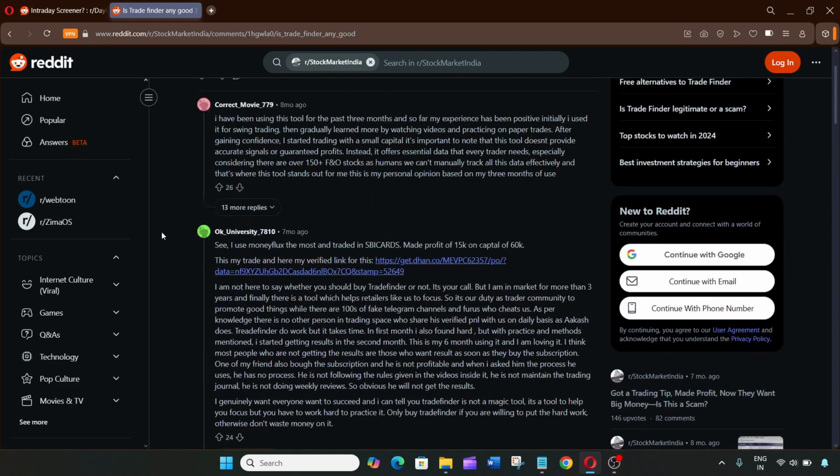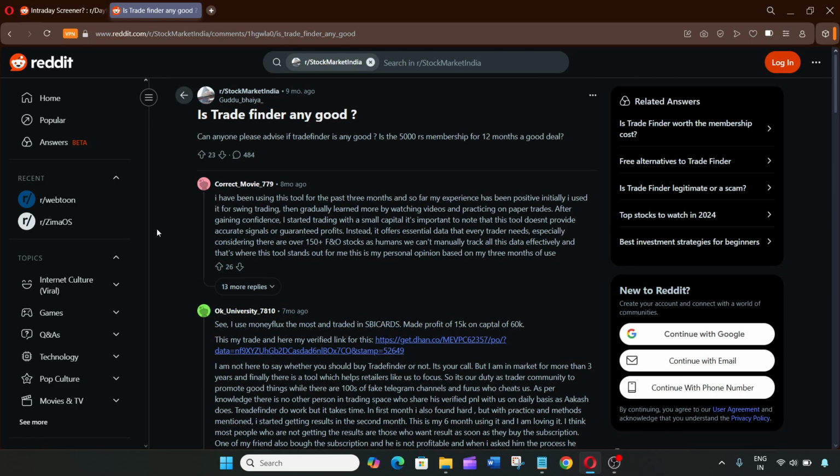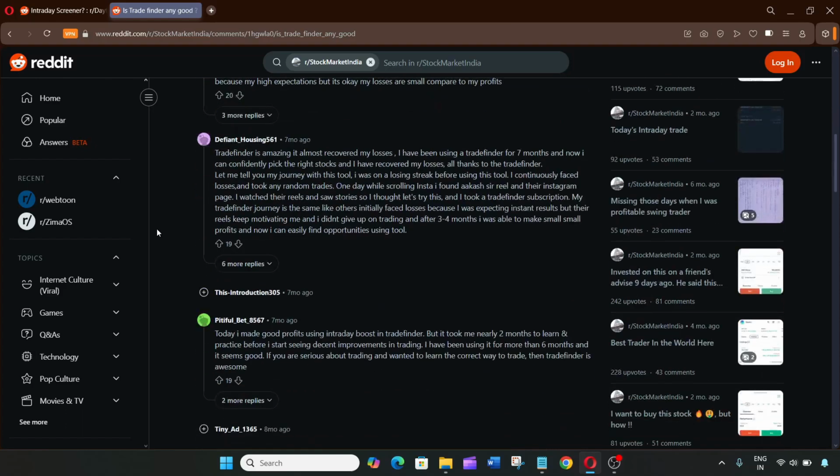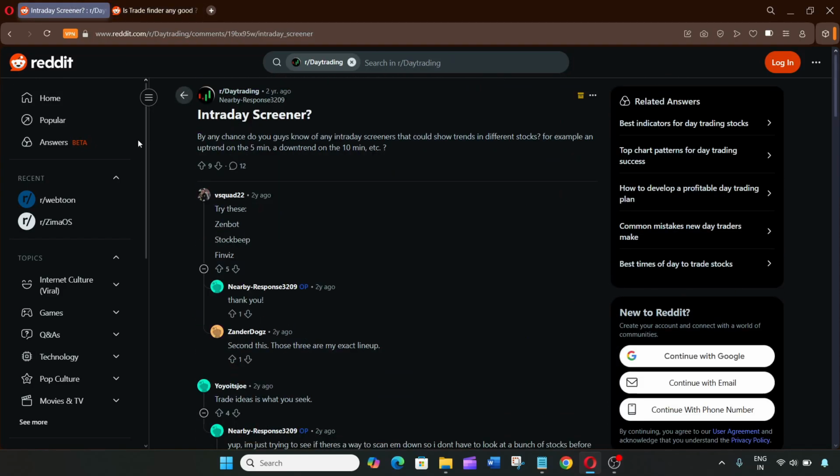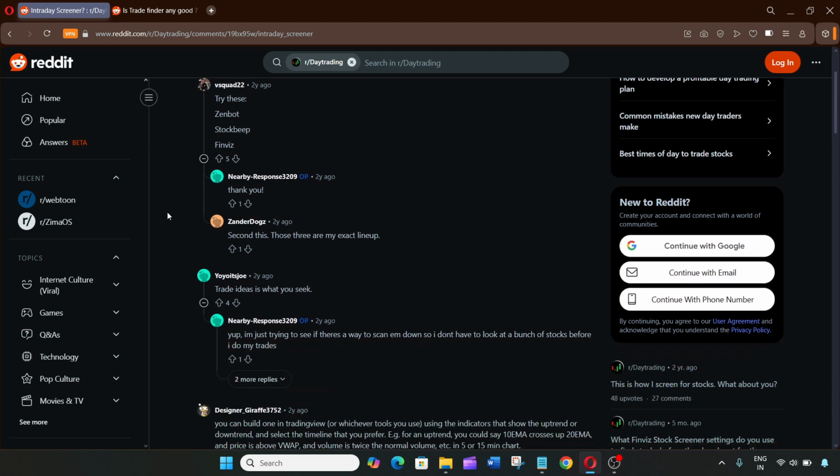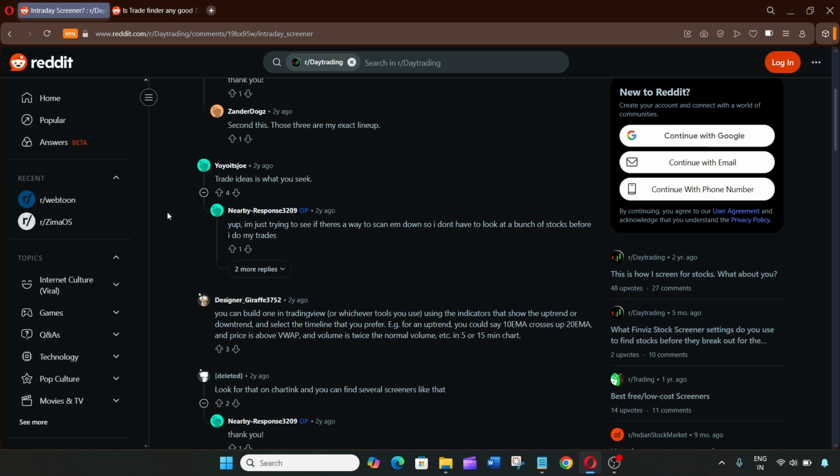Intraday Screener versus TradeFinder. Which tool fits your trading style? Intraday Screener is a feature-rich analytics platform built for traders who want a 360 degrees market view. It offers real-time alerts on technical breakouts like volume, range, and moving averages.